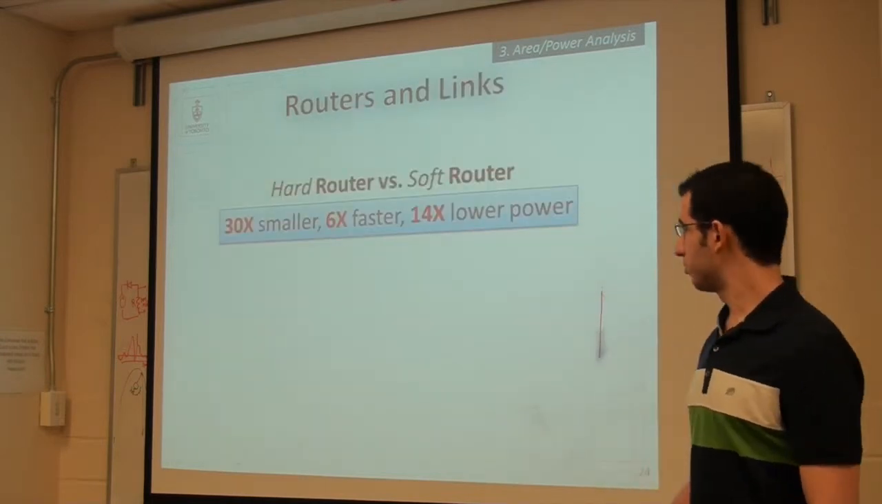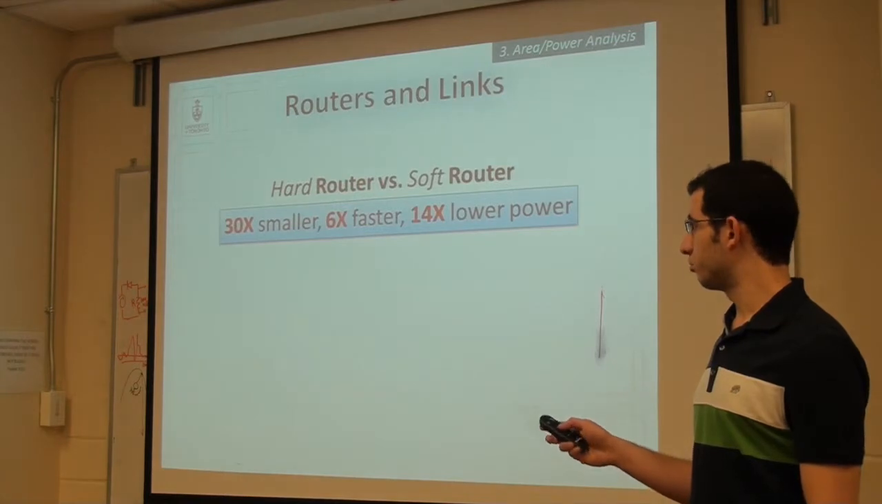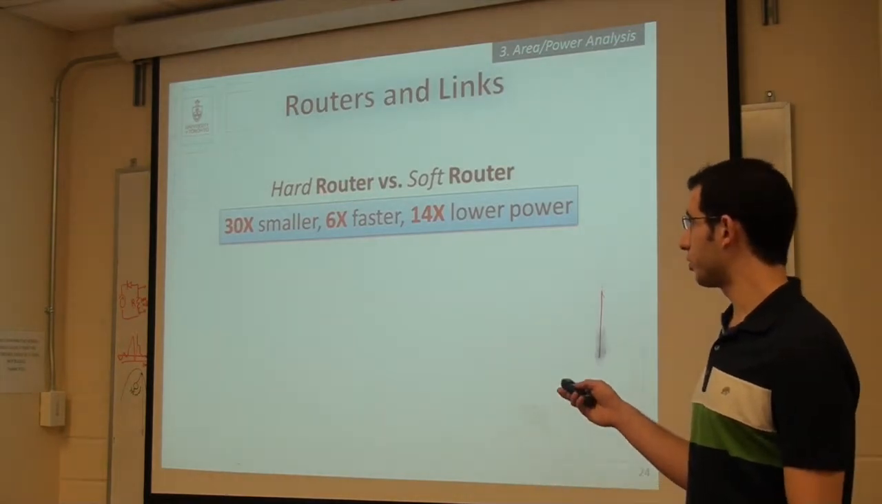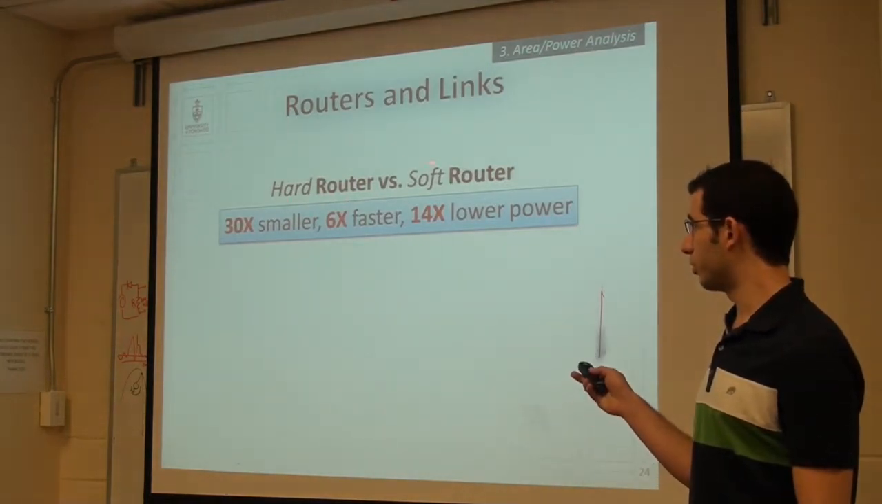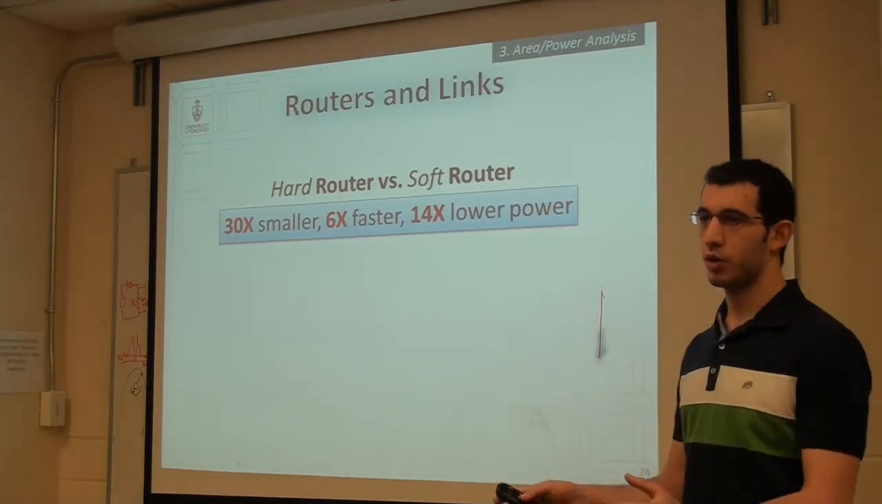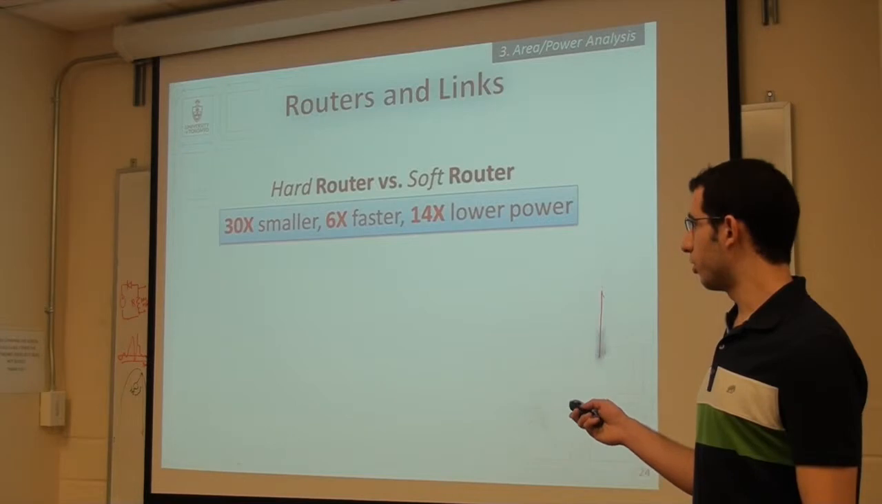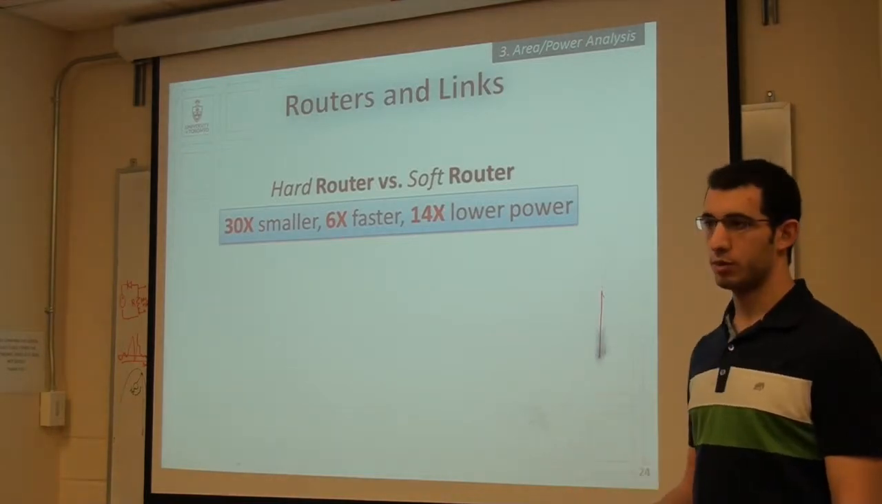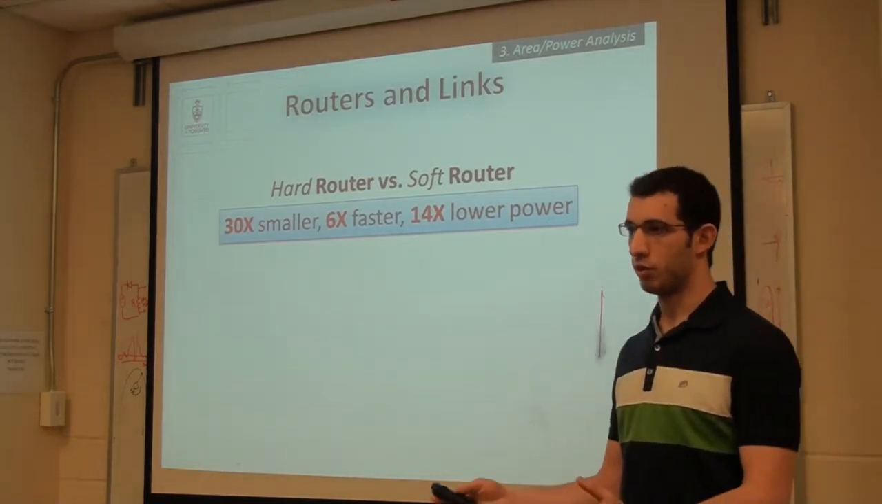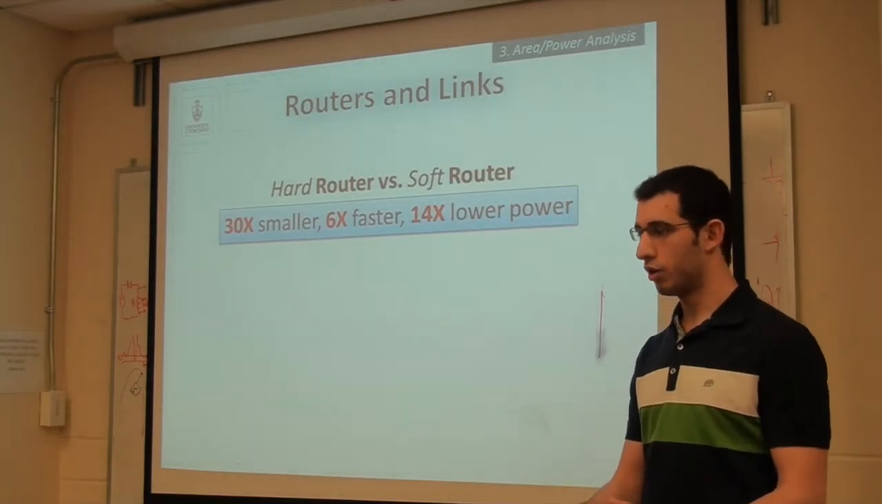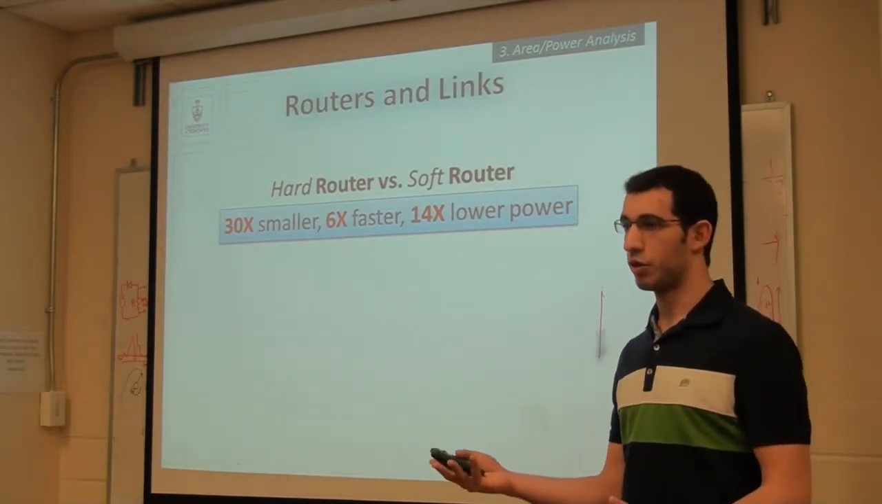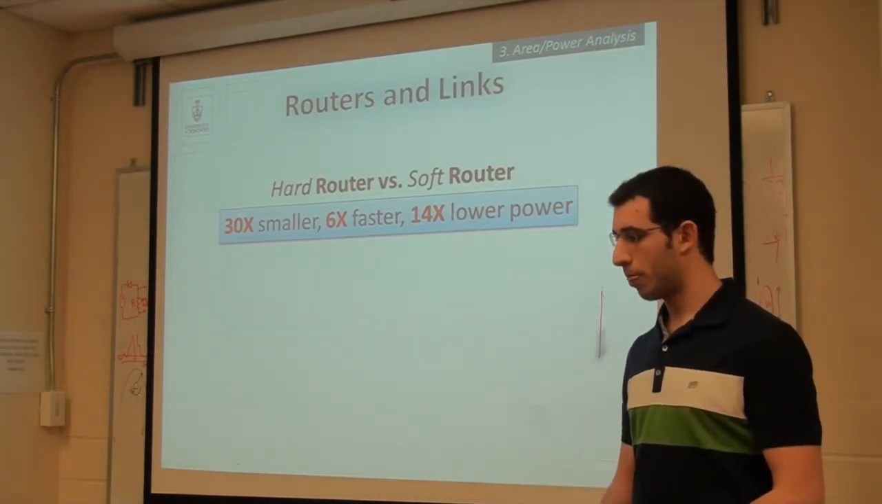Okay, so this was our previous work. The high-level summary is for routers, when we compare a hard router versus a soft router, remember a soft router is what we can build right now. It is 30 times smaller, 6 times faster, and 14 times lower power. This makes sense because we're embedding it in non-configurable logic versus constructing it out of lookup tables.